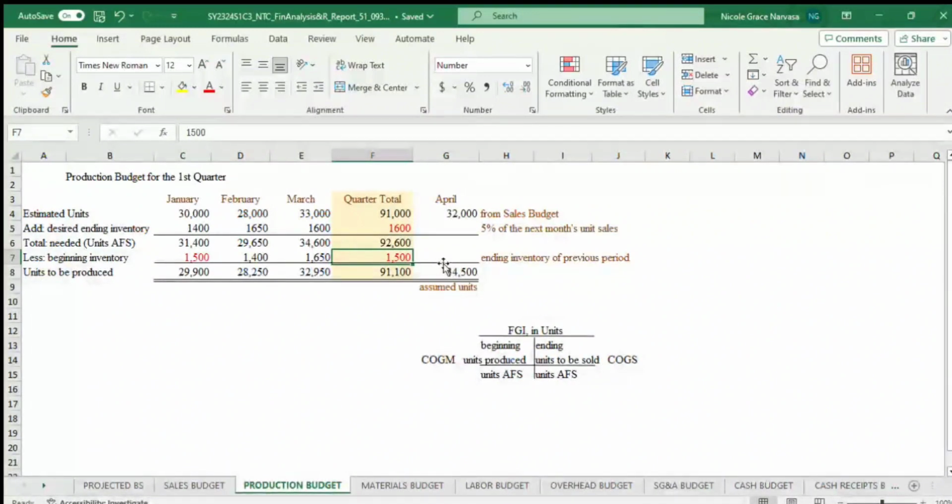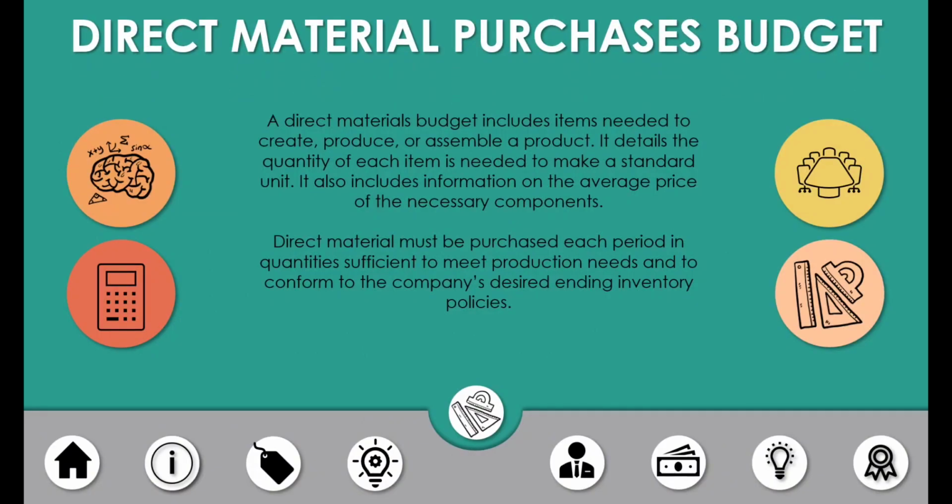of the previous period. So for January, units to be produced is 29,900. We just subtract 1,500 from 31,400 to get that. And for the quarter total, it's 91,100. We just subtract 1,500 from 92,600. And we do have an assumed units for April, which is 34,500. So next is the direct material purchases budget.